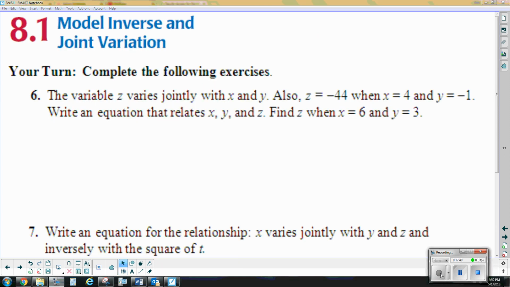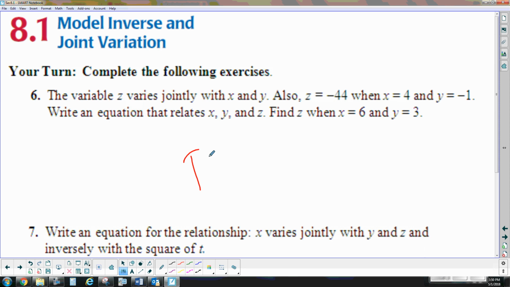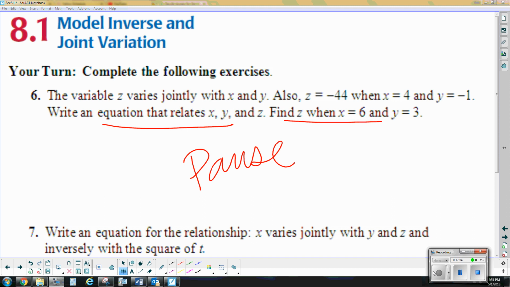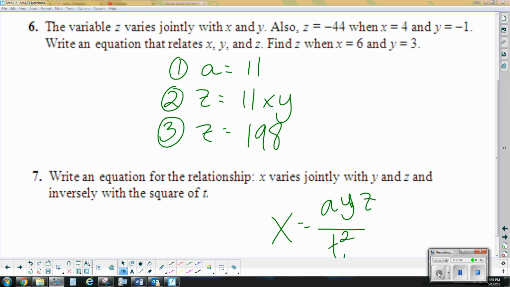So now try these next two on your own. You can pause the video while you work, and then you can unpause for the solution. So remember, you have to write an equation and then find z. Right, so before you write your equation, you have to solve for a. Then you can write an equation relating z, x, and y. So z equals 11xy. And then lastly, when x is 6 and y is 3, z is 198.